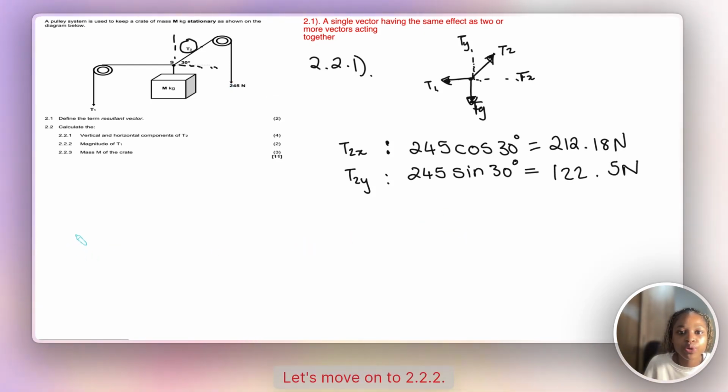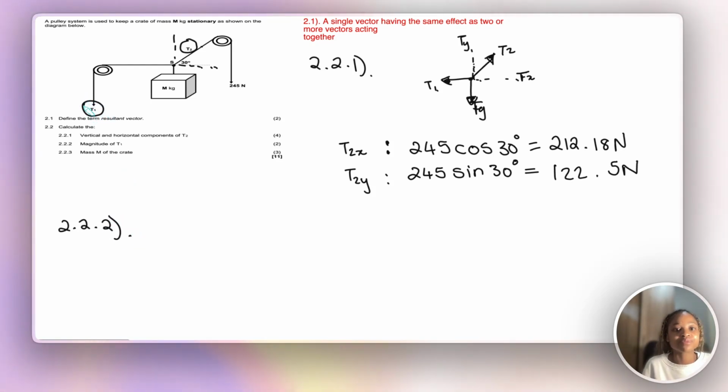Let's move on to 2.2.2. They want us to calculate the magnitude of T1. So where is T1? T1 is right here. Now, as you can see, you have a free body diagram. And if I were to calculate the motion, for example, if this block were to move, I would have T2 acting this way and I would have T1 acting opposite. So I want to say, okay, T2 minus T1 is equal to my ma.